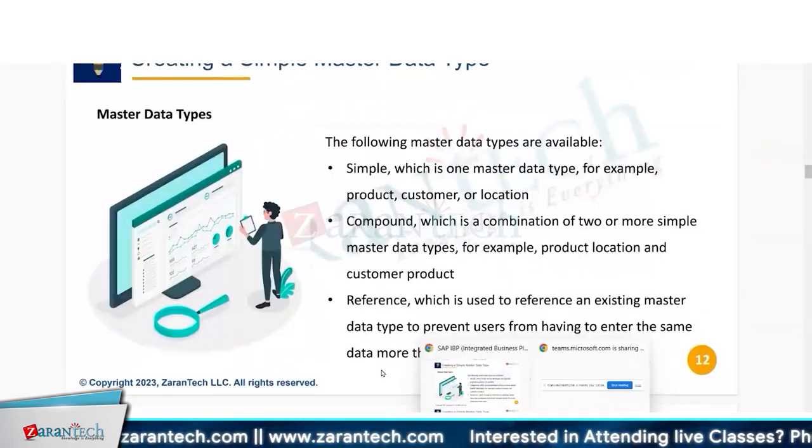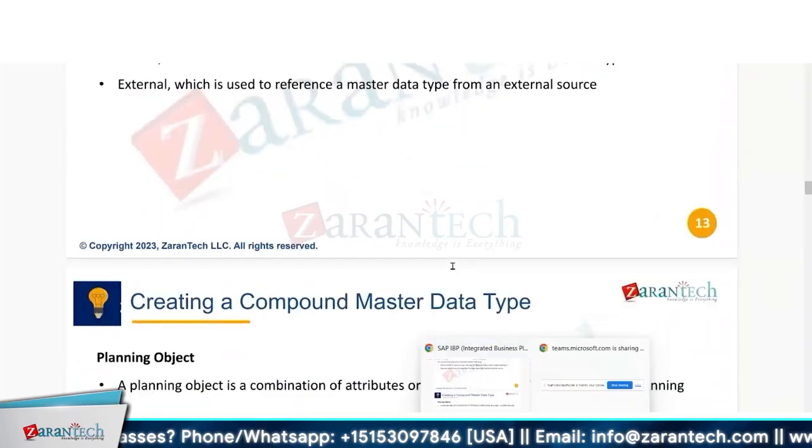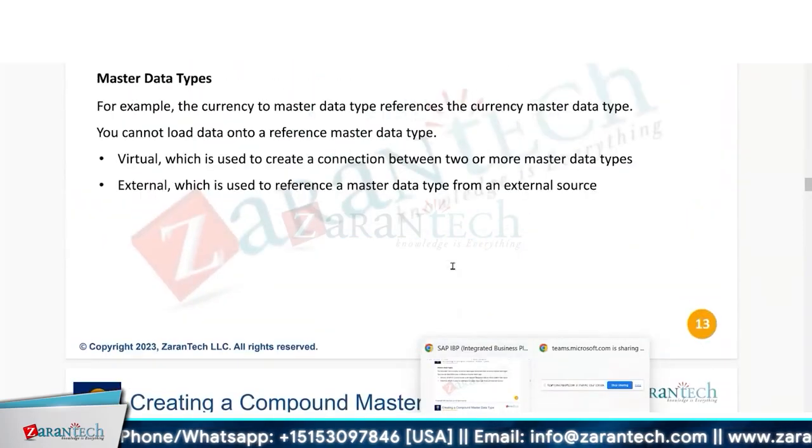Okay, now we look at how we create a simple master data type. For creating simple master data types, basically, it is one master data type, for example product, customer, location, that we have already seen. Compound is something that we'll see at a later stage, so I won't touch upon compound right now. So we can go back to the system and try and create the customer master data.